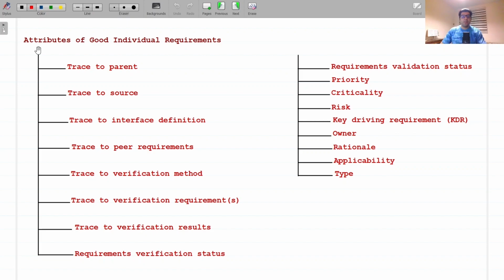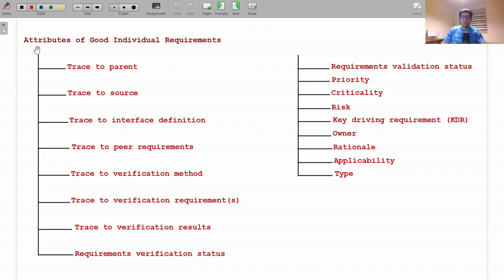Trace to interface definition. The interactions between two systems are described in interface definitions that are often contained in a document that has a title such as an ICD. The interface requirements contained in each of the interacting systems will include reference to where the interaction is defined. This attribute provides a link trace between any of the interface requirements to where the interaction is defined.